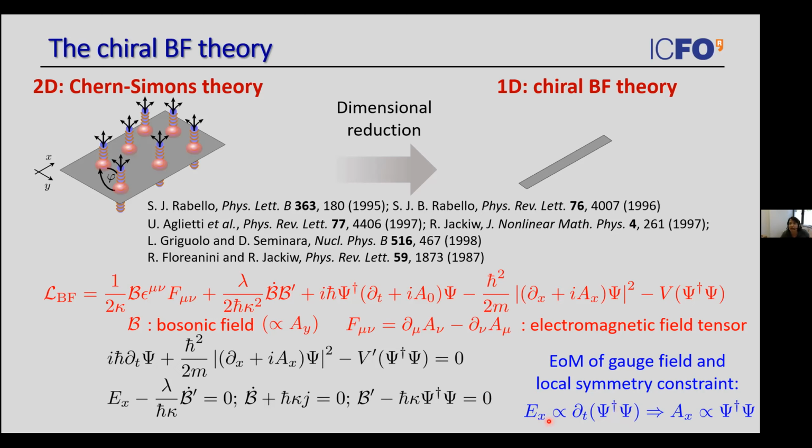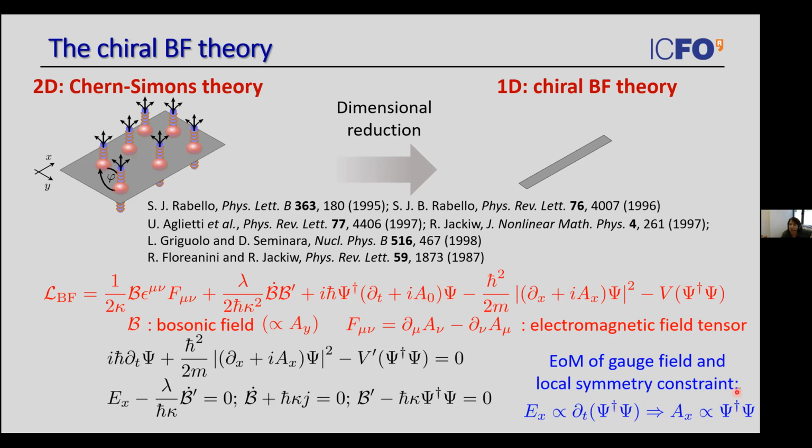And this we can rewrite as the vector potential being proportional to the density of matter. And it's at the same time the equation of motion of the gauge field and the local symmetry constraint of the theory. This is equivalent to this B proportional to N condition that we had for the Chern-Simons theory. And it's really the equivalent of the Gauss law for this theory here.